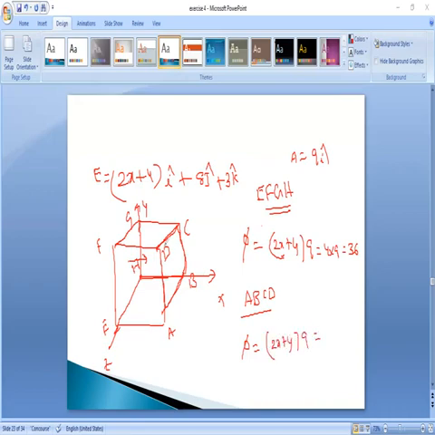But what is the value of x here? This surface is at 3 meters distance from the horizon. So x will be 3. So 2 into 3, 6 plus 4, 10. 10 into 9. That will be 90 units. Flux is 90 units here.